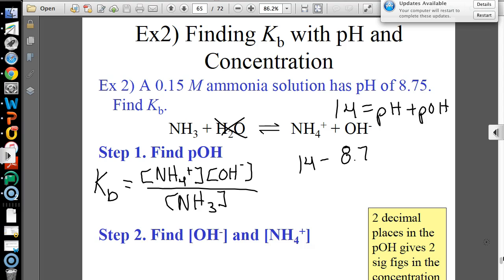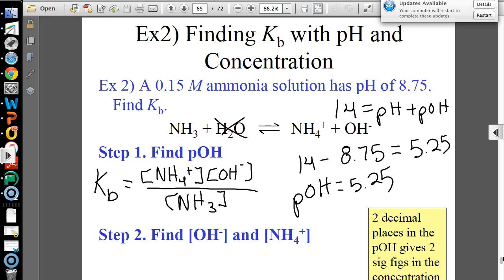So anyway, 14 minus 8.75. That's almost 9, and I got a quarter left over. So that's right. Okay, cool. So this is my pOH. So my pOH is 5.25. And I ran out of room because I was showing all my work, so I need to erase this because I'm not done. Oh no, I have room.